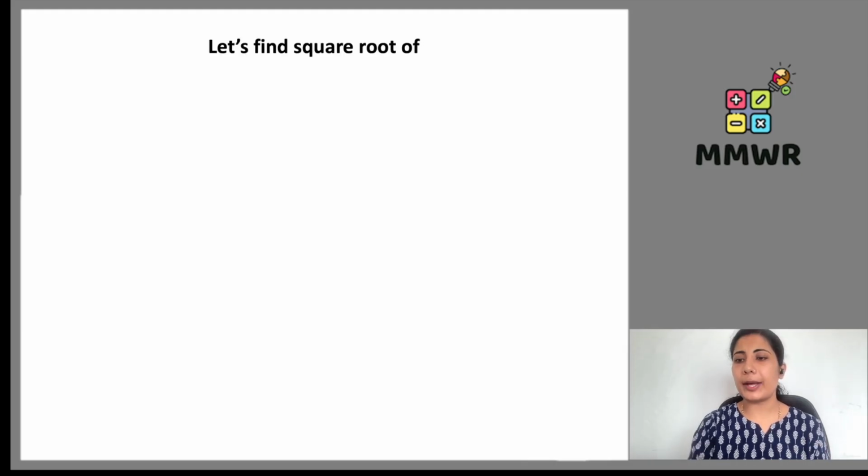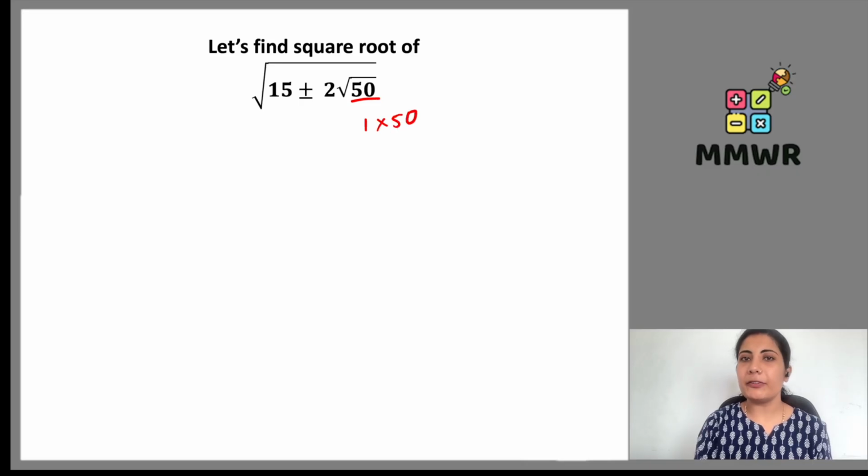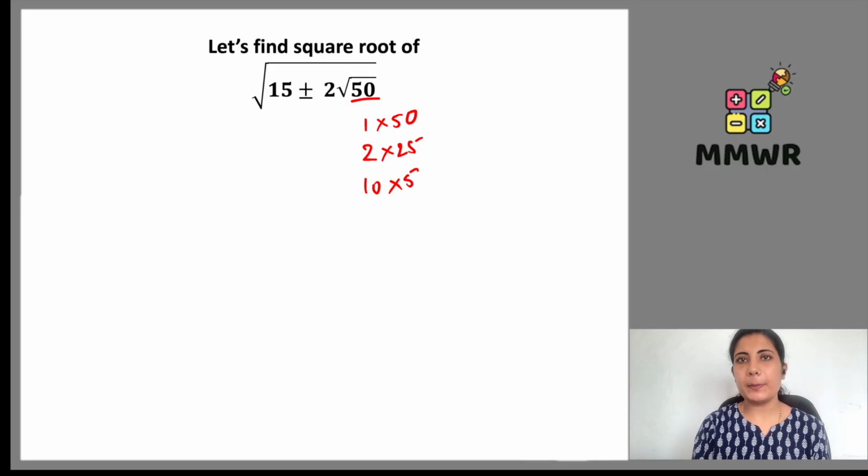Let us find the square root of 15 plus or minus 2 root 50. Now you have to break this 50 in such a way that after taking the product you get back 50, or after taking the sum or difference you get this 15. So 50 can be written as 1 multiplied by 50, or as 2 multiplied by 25, or as 10 multiplied by 5 also. It can be done in multiple ways, right?